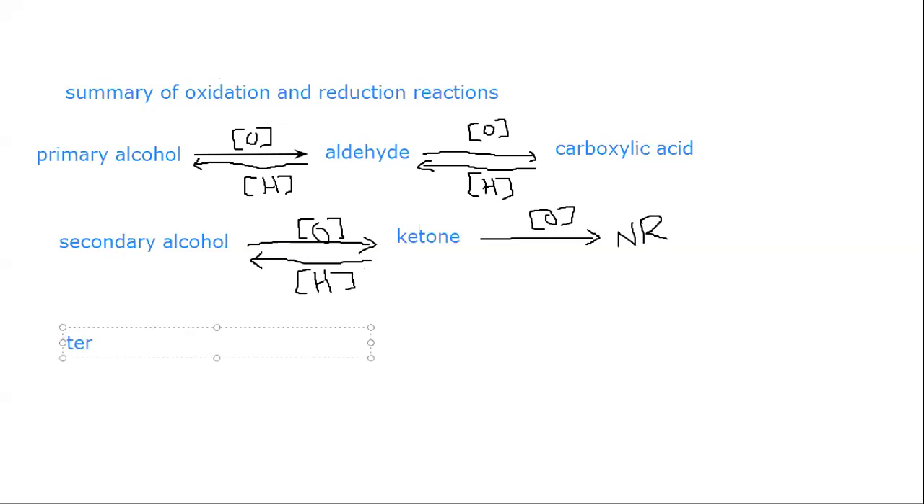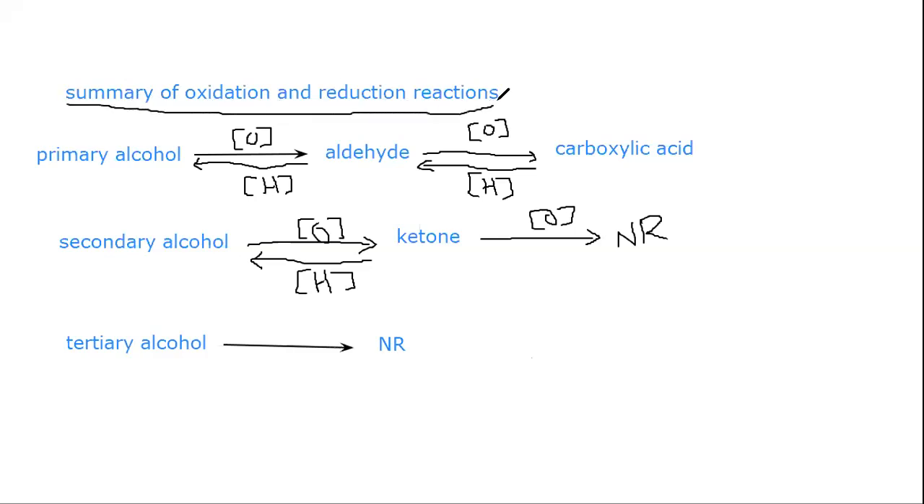Now, if you have a tertiary alcohol, tertiary alcohols don't have any reaction. No reaction for tertiary alcohols because of lack of hydrogen on alpha carbon. So this is the whole summary of oxidation reduction. If you guys remember this table, you can predict any product or draw any product.